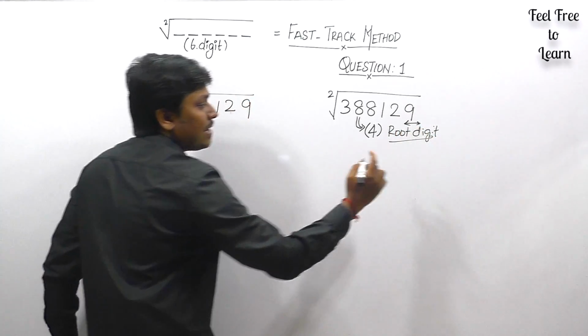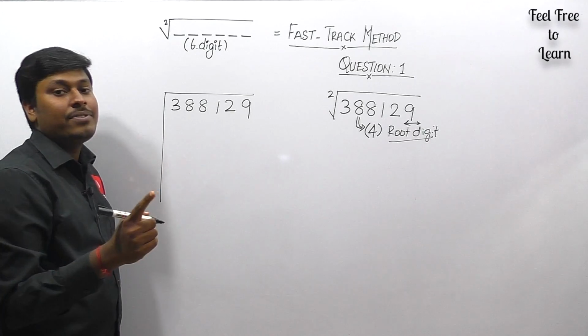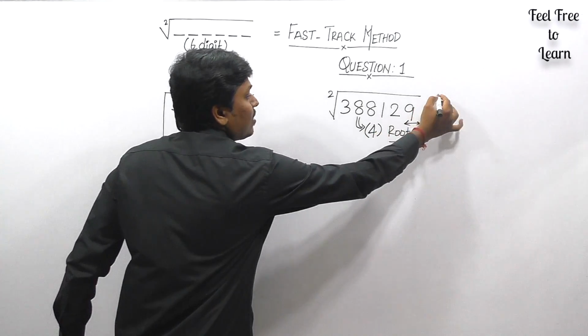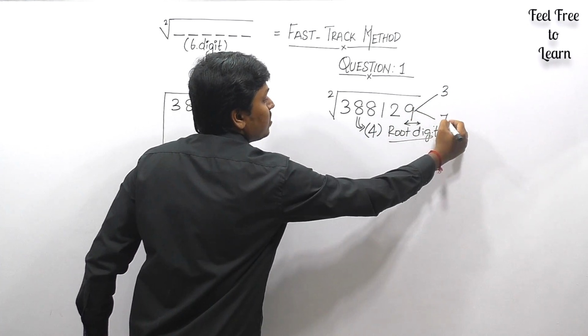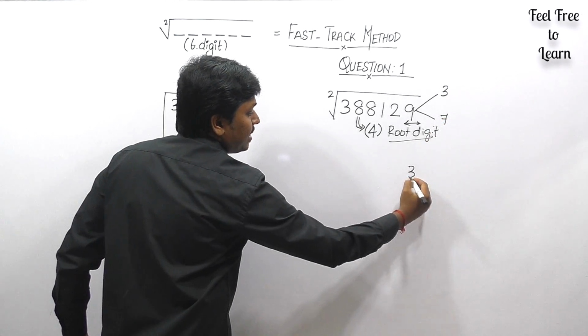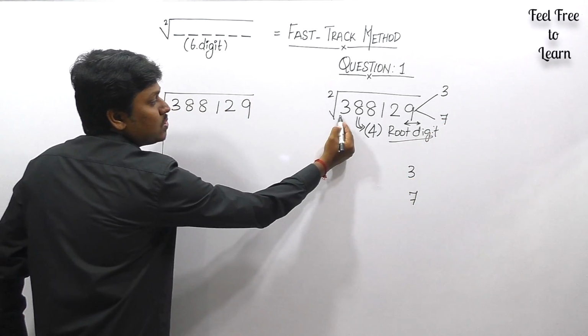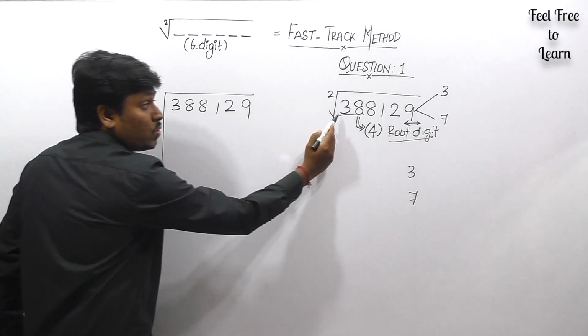If a number ends in 9, if you are a bank aspirant, you might definitely know this concept, right? Either of two possibilities: it should be 3 or it should be 7. So friends, listen here. It should be 3 or it should be 7. And the first two digits are 38.